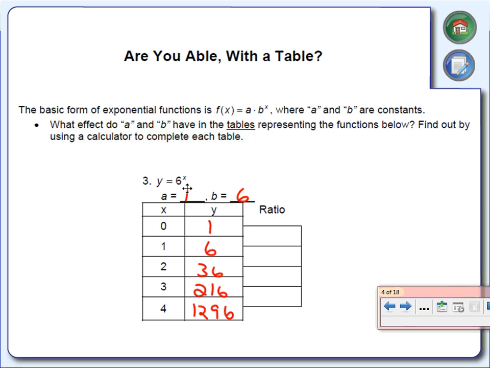Again, let's look for the ratio, or what is it that we're multiplying by this time? Can you see it? What are we multiplying by? 6. We're multiplying by 6.